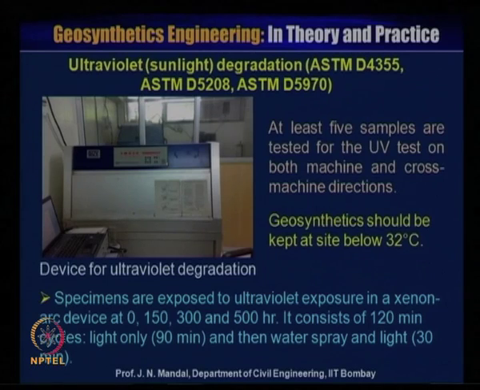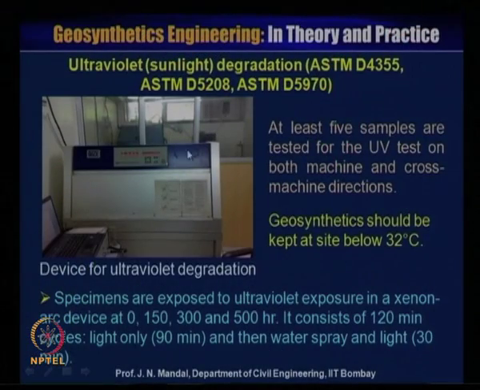There is an ultraviolet or sunlight degradation test. This is as per ASTM D4355 or ASTM D5208 or ASTM D5970. This is also a very important test. You cannot keep all kinds of geosynthetic material open in the sunlight. So, this is also very important.